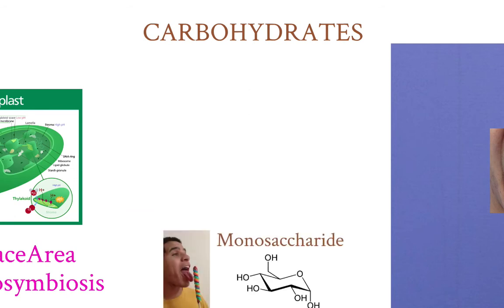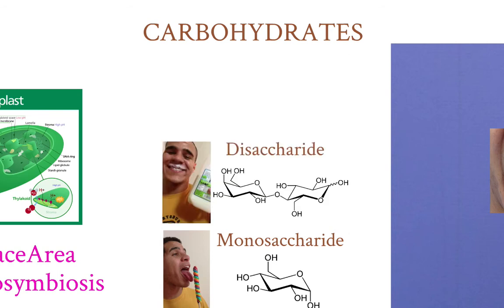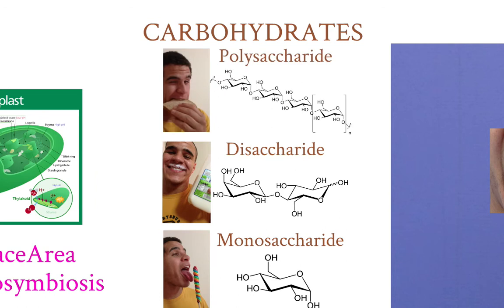There are 3 forms of carbohydrates. A lollipop consists of monosaccharides, such as glucose and fructose. Milk consists of disaccharides, such as lactose. Bread consists of polysaccharides, such as starch. Large carbohydrates are simply polymers of monosaccharides.